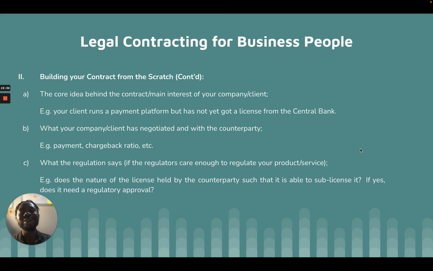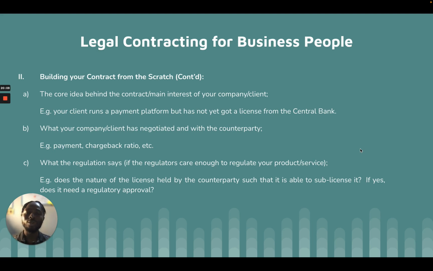Another thing is what the regulation says. Does the regulator even care enough to regulate your product or service? There are some products in Nigeria that are not regulated, or that have regulations that are not yet effective. One of them I mentioned earlier is the crypto business. Crypto in Nigeria at the moment is not regulated. The Securities and Exchange Commission has published a regulatory guideline on how to apply for virtual asset service provider licenses, but it's not operational yet, it's not effective yet.